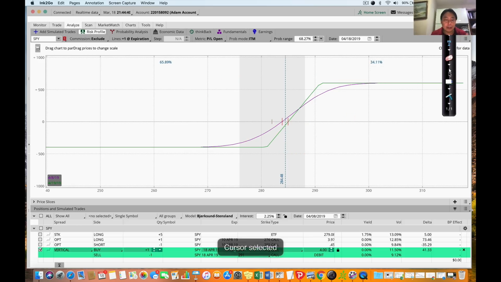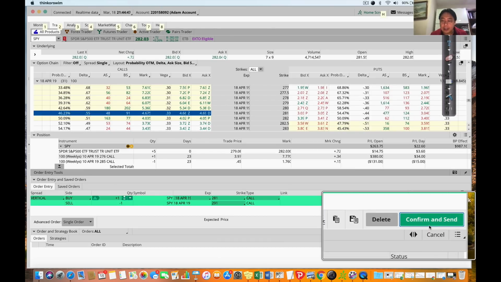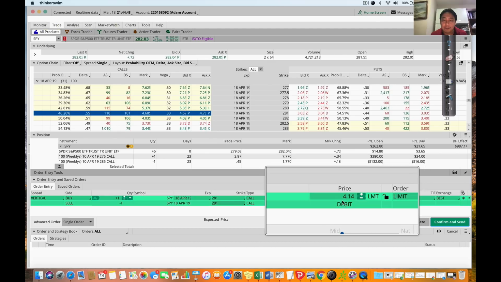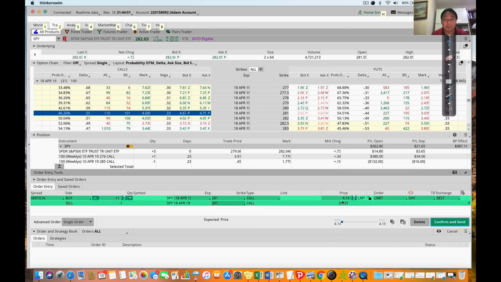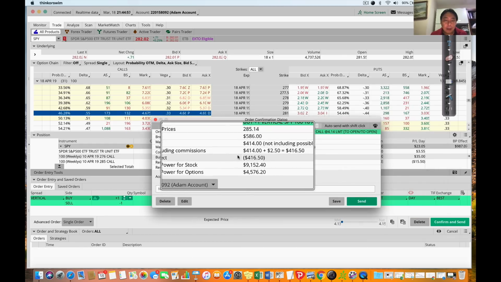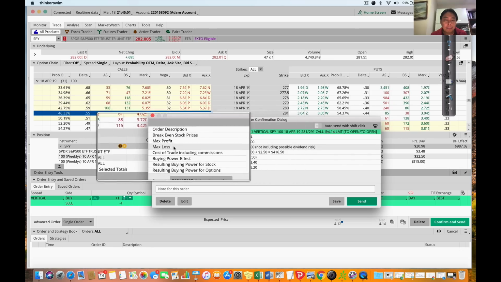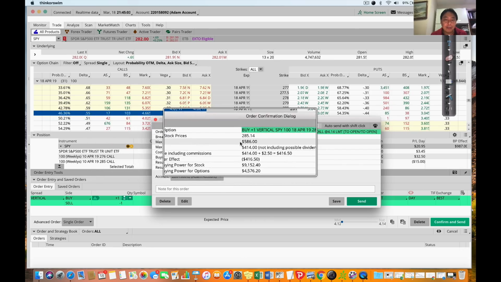So if I'm happy to take this trade, I'll just go to trade and confirm and send in the order, and I can see it's going to cost me $4.14 right now to buy this trade. So I click on that, and again I'm going to confirm. My max loss is 414, my max profit 586.